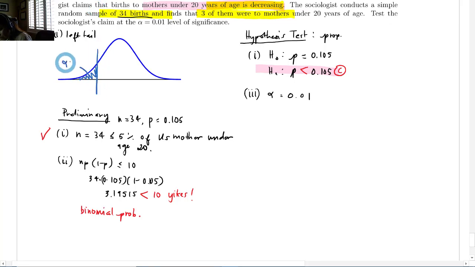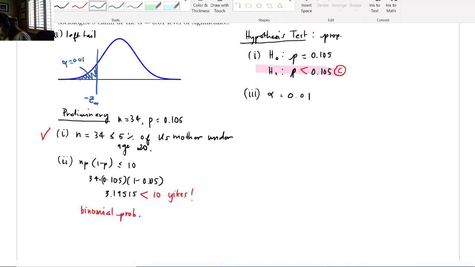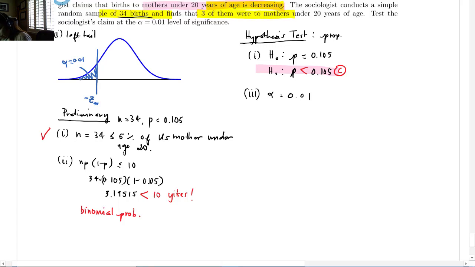Right, and that's where alpha is 0.01. And then because we're dealing with a proportion, this would be some negative z-score, whatever. We're not using the z-score, so that's okay. We just need to know that the tail is alpha. And then here is that population parameter of 10.5%.